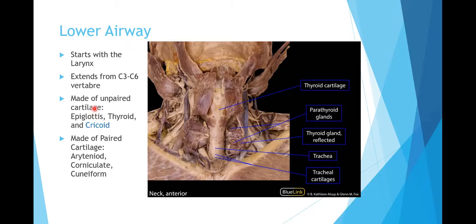The unpaired cartilage of the larynx is the epiglottis, the thyroid, and the cricoid. And I'm going to show you these. And then the paired cartilage is the arytenoid, the corniculate, and the cuneiform. What you're going to talk about the most will be that unpaired cartilage, which is the epiglottis, the thyroid, and the cricoid. We're going to talk about that a lot.